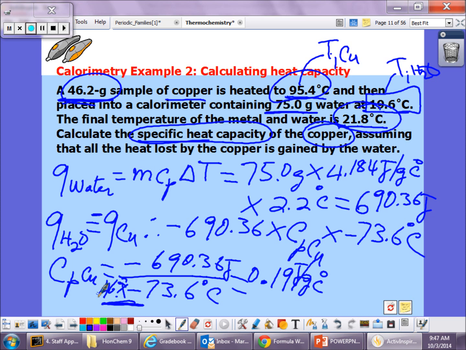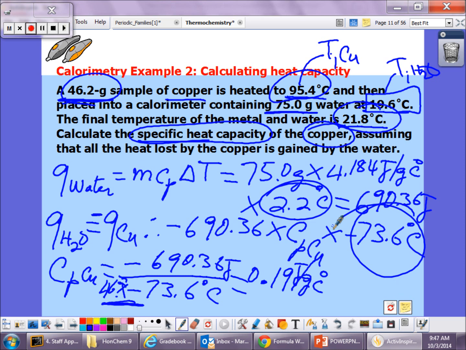Let me repeat: the specific heat of copper is much lower than the specific heat of water. What does that mean? Copper will have a greater change in temperature by the application of the same heat. You apply the same heat to copper and water, copper will have a big change in temperature, and water with a high specific heat will not change temperature much. The change in temperature for water is 2.2. The change in temperature for the copper is 73.6, using the same heat.